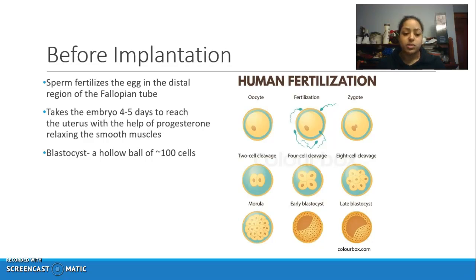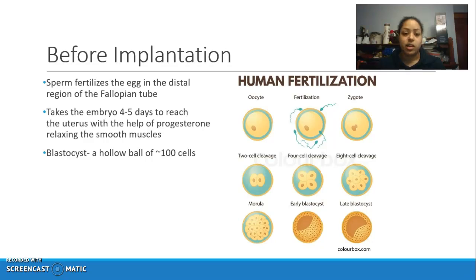The fusion of sperm and egg triggers a cortical reaction, in which cortical granules from the cytoplasm of the egg secrete chemicals that will alter the membrane of the egg, preventing polyspermy, or the fertilization of one egg by multiple sperm. After this occurs, it takes about 4 to 5 days for the embryo to travel the span of the fallopian tube into the uterine cavity.